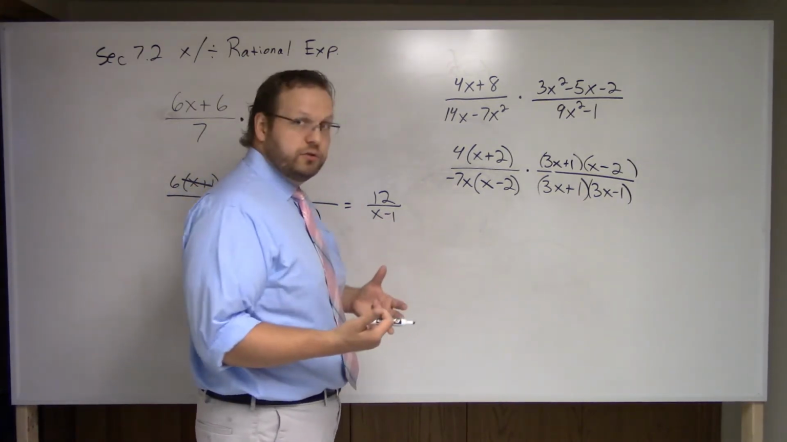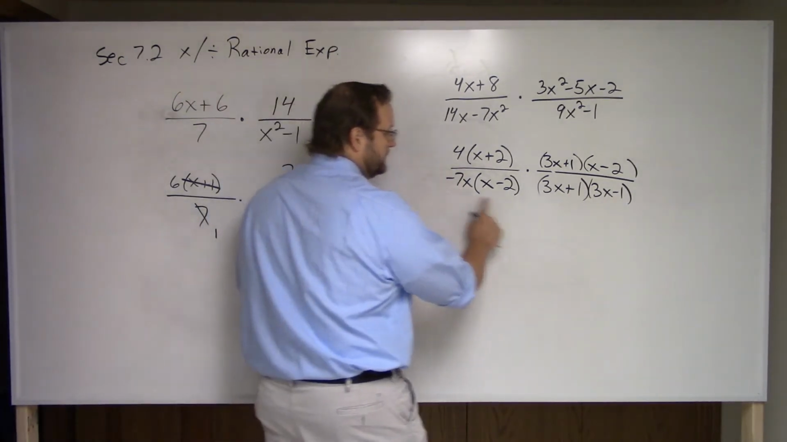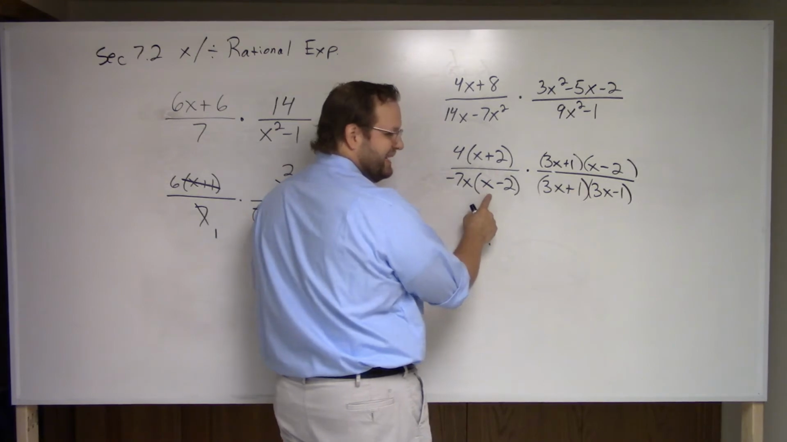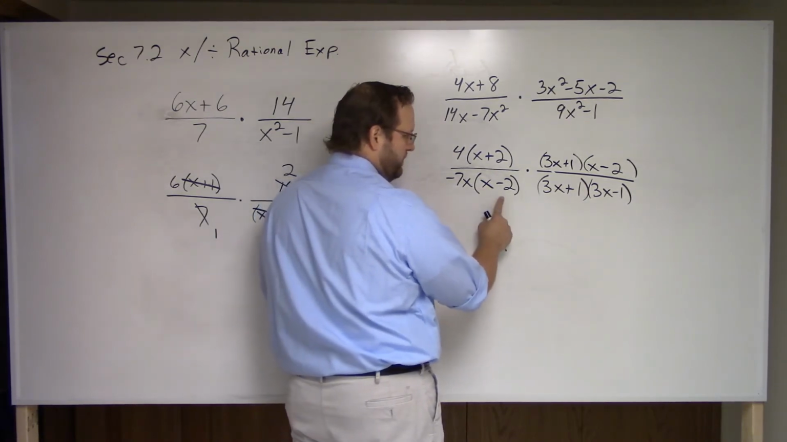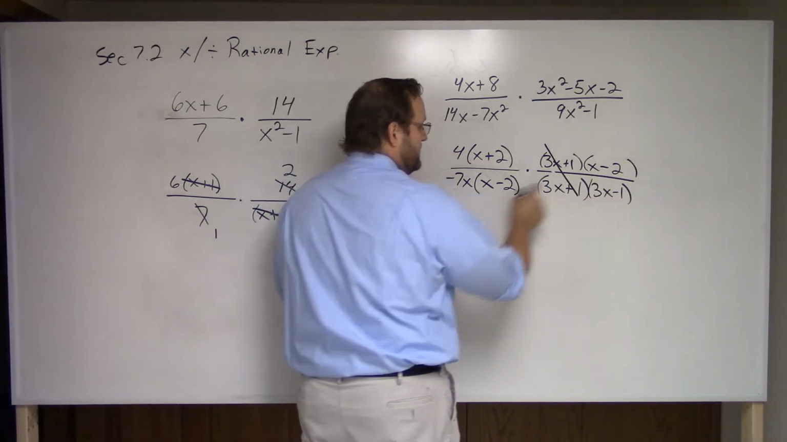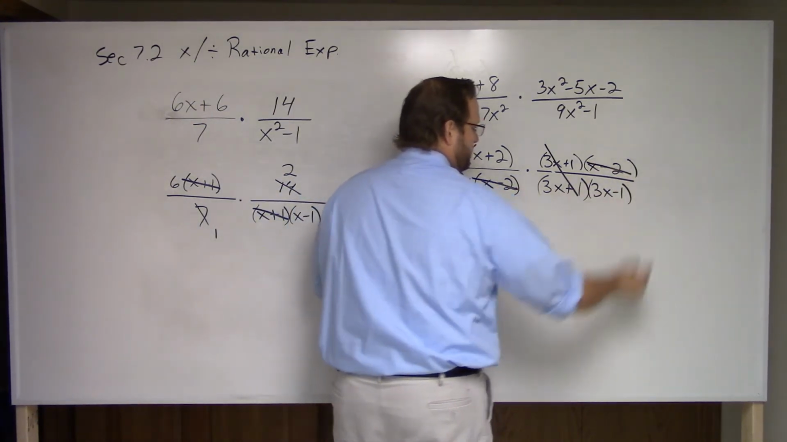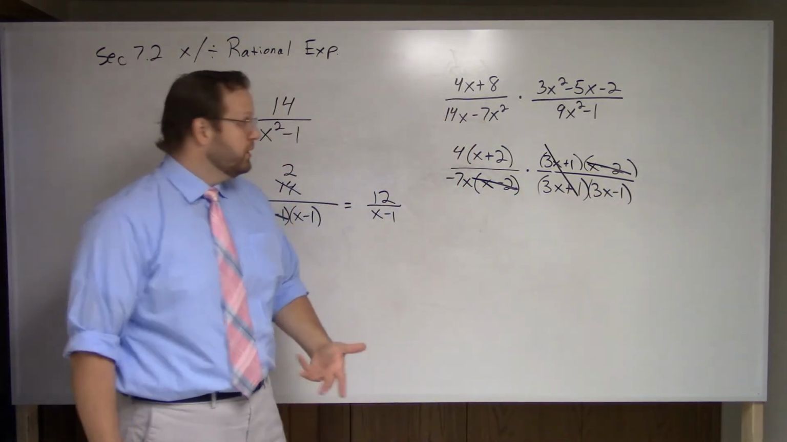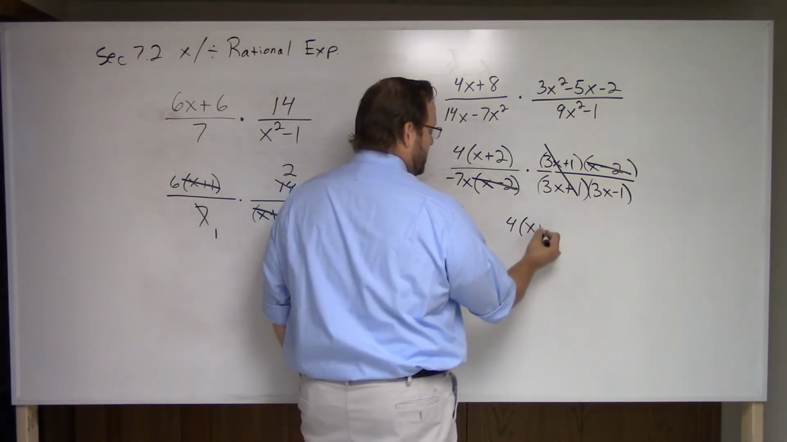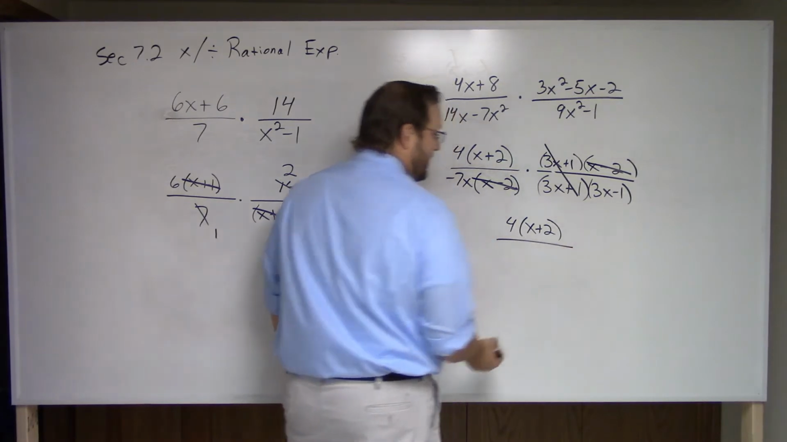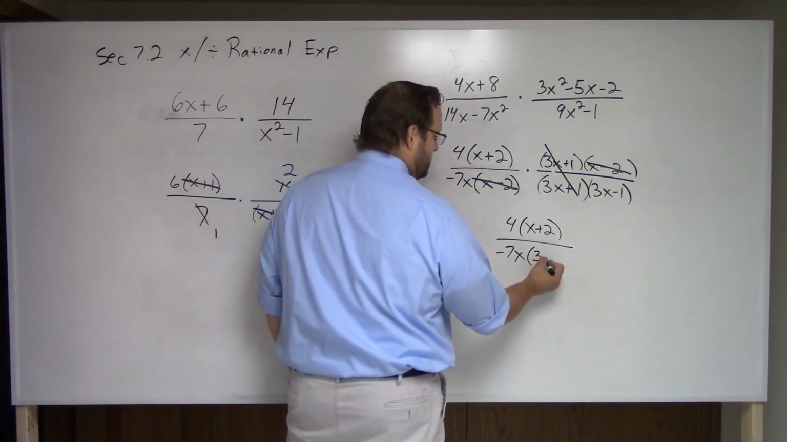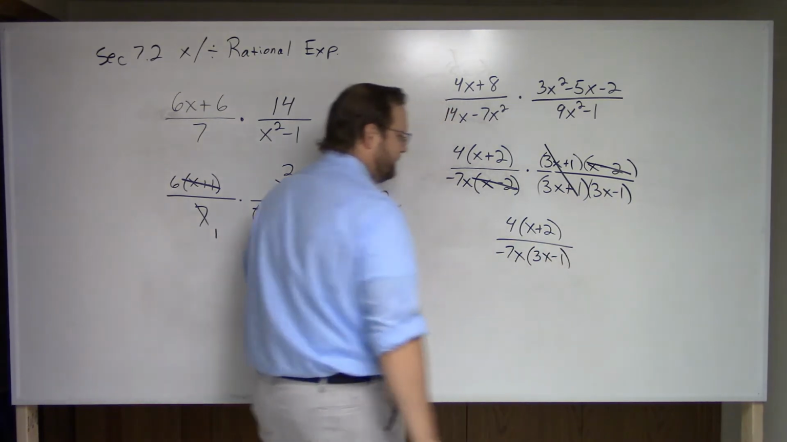Now we need to reduce out. 4 doesn't reduce. X plus 2. Close, but that's not going to be fixed. Those are different. These cancel out, and then these cancel out. Okay, so what we're left with is in the numerator 4 times the quantity x plus 2, and in the denominator negative 7x, quantity 3x minus 1.